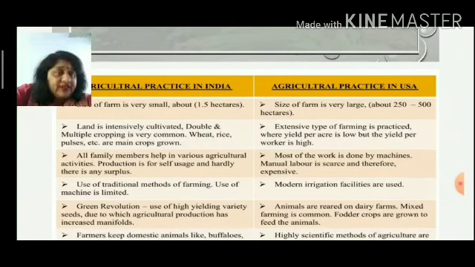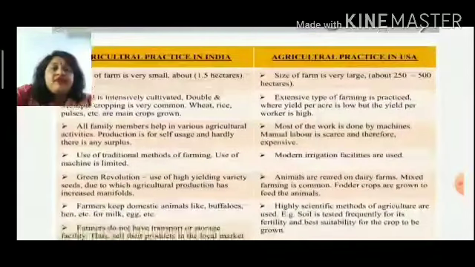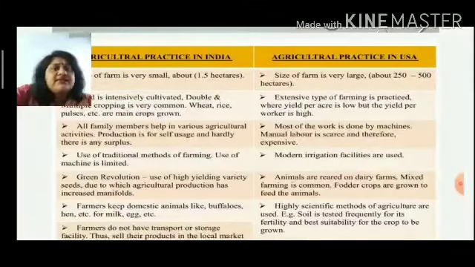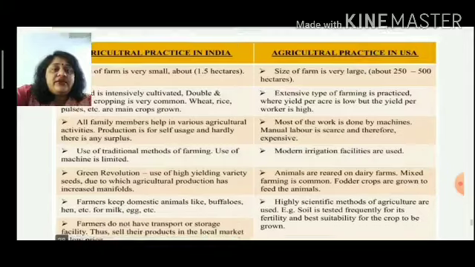But in the case of USA, most of the work is done by machines. Manual labor is scarce and therefore expensive. In the place of human, what they are using? They are using machines, so they are getting more outcomes. Use of traditional methods of farming, use of machine is limited in India, but in the case of USA, modern irrigation facilities are used.